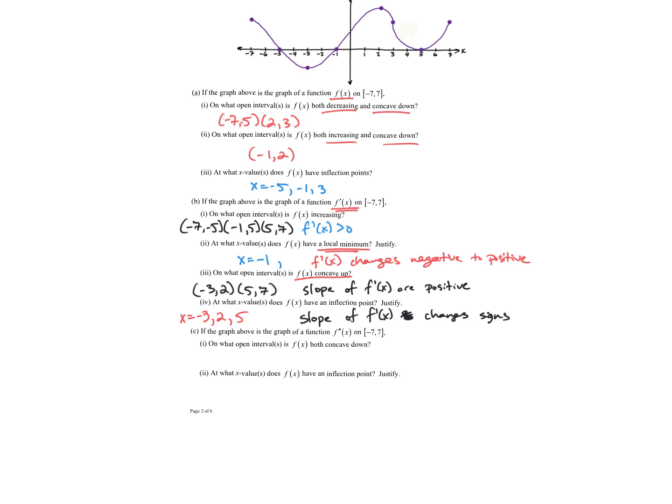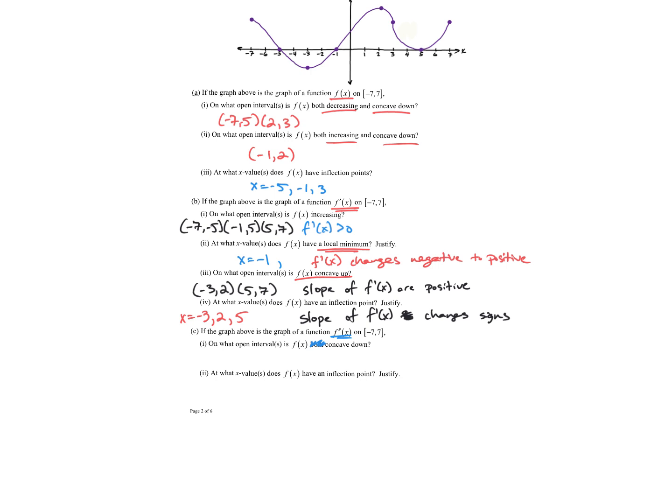If the graph above is a graph of the function f double prime of x on the interval of negative 7 to 7, on what open intervals is f of x concave down? All right, and so this is now a what kind of graph? An f double prime graph.